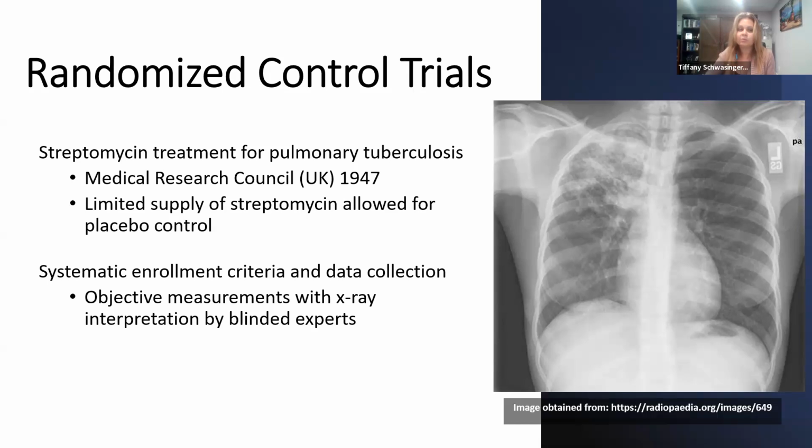They had a systematic enrollment criteria and data collection, and they actually used independent physicians to do objective measures looking at the x-ray. So as you can see on the x-ray image here, this is a classic x-ray image of a patient with tuberculosis. You can see that patchiness in the upper portion of the lung. That is a classic finding there. So they really took those independent physicians to review those x-rays to determine did they have tuberculosis or not, and was there improvement of symptoms or not based on that.